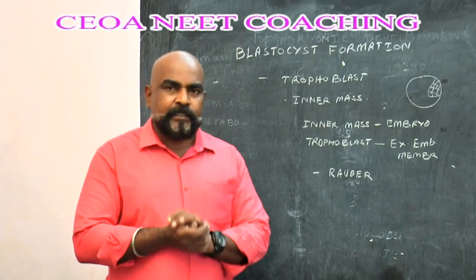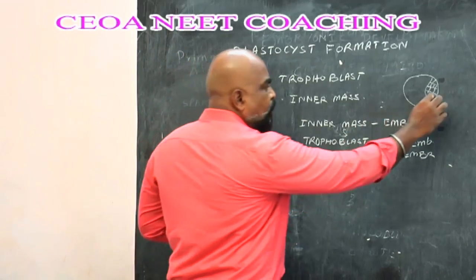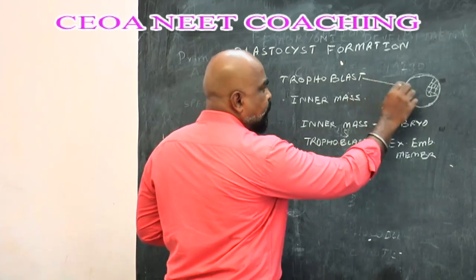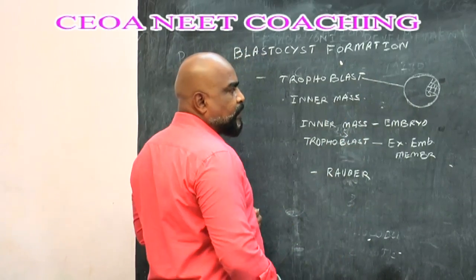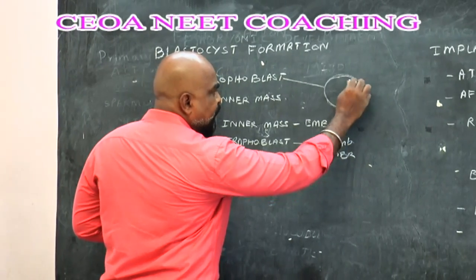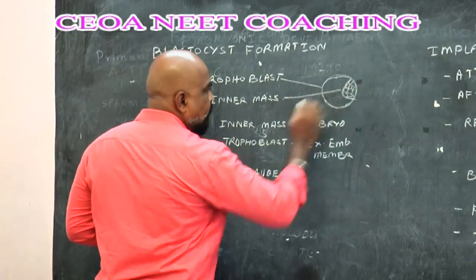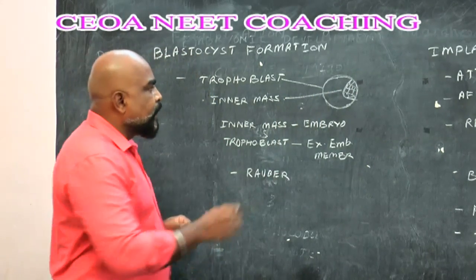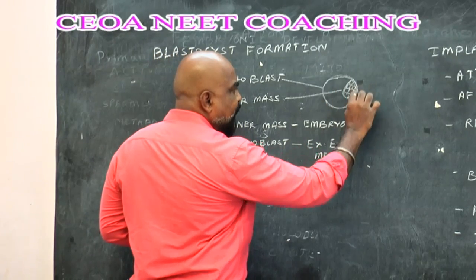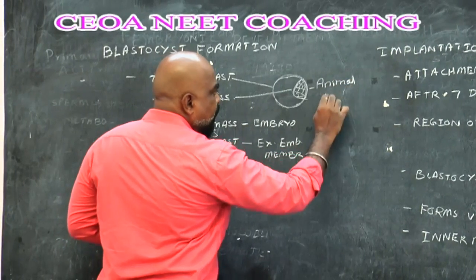In the blastocyst, it contains 2 structures. One is an outer membrane structure. This is called the trophoblast. And within the trophoblast, there is a mass of cells which is attached to the inner side of the trophoblast. And this is called the inner cell mass. The region to which the inner mass is attached is called the animal pole.